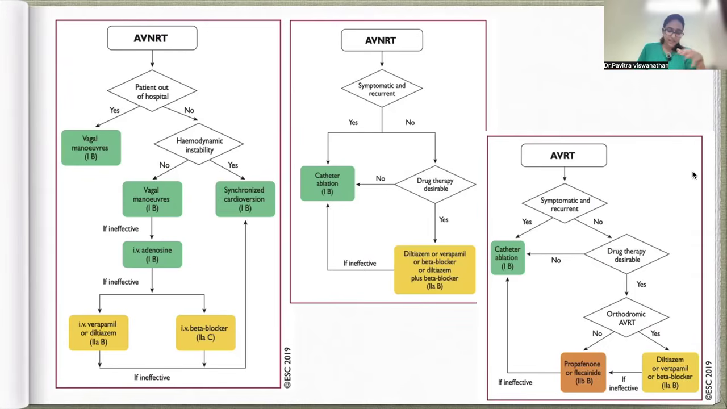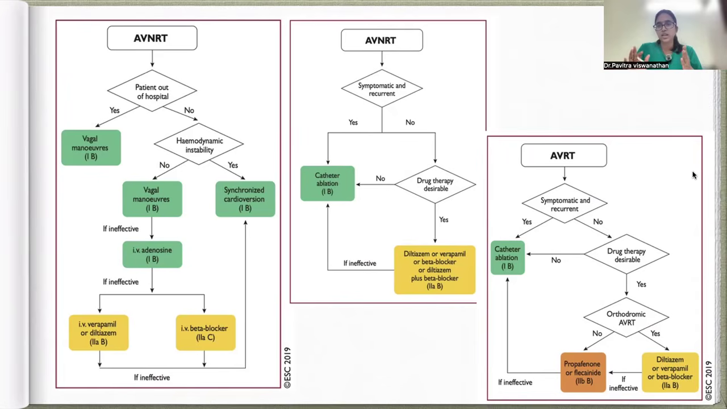Okay, so this is basically the algorithm for what to do in patients who are having AVNRT and AVRT. The acute management is very similar. You don't have to get boggled with so many flowcharts. Hemodynamically unstable, you do a synchronized cardioversion.